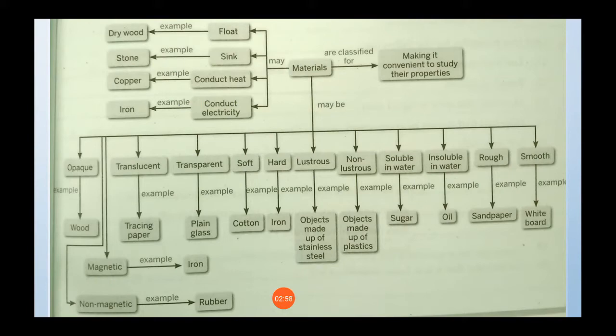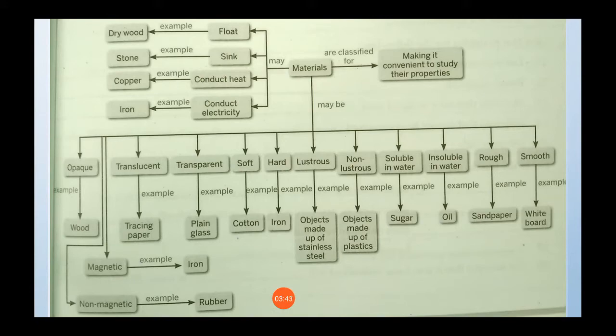So materials are classified to make it convenient to study the properties, right? What are the properties they have? Transparency: opaque, translucent, transparent all come under transparency. Soft and hard come under roughness. Lustrous depends upon the appearance of the material, lustrous and non-lustrous, right? Soluble in water and insoluble in water come under solubility. Rough and smooth is roughness, right? Soft and hard and rough and smooth both come under roughness.